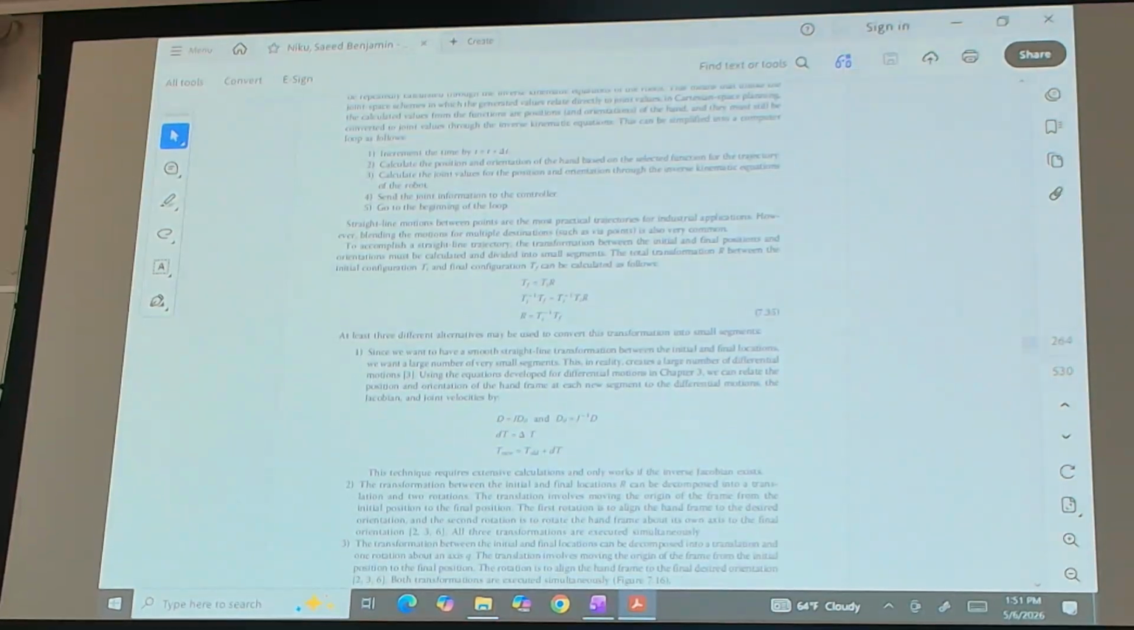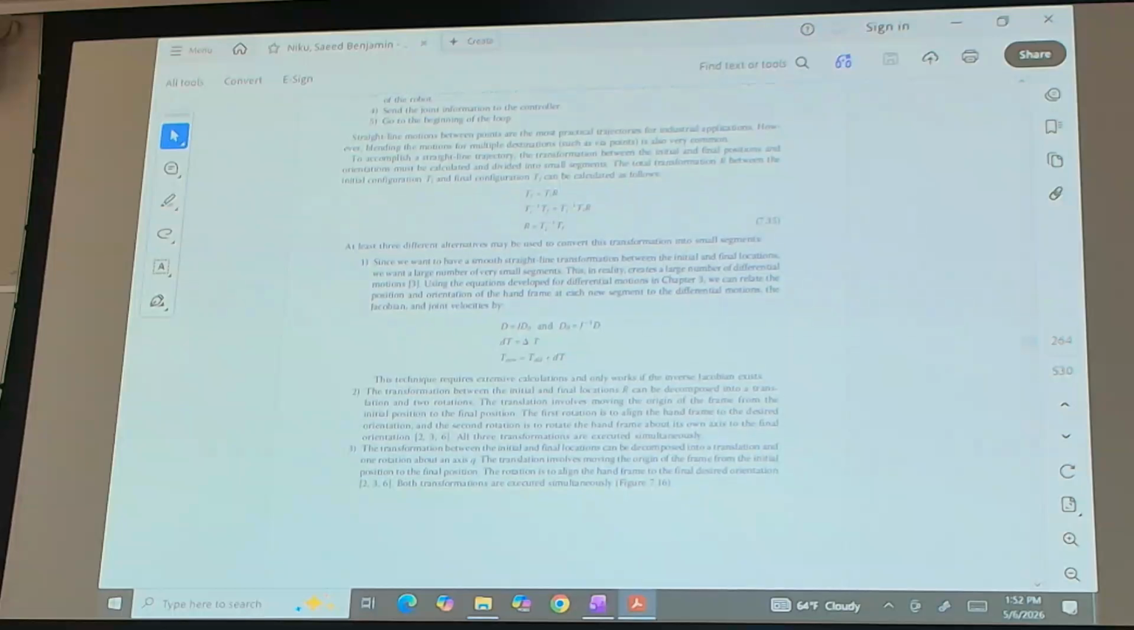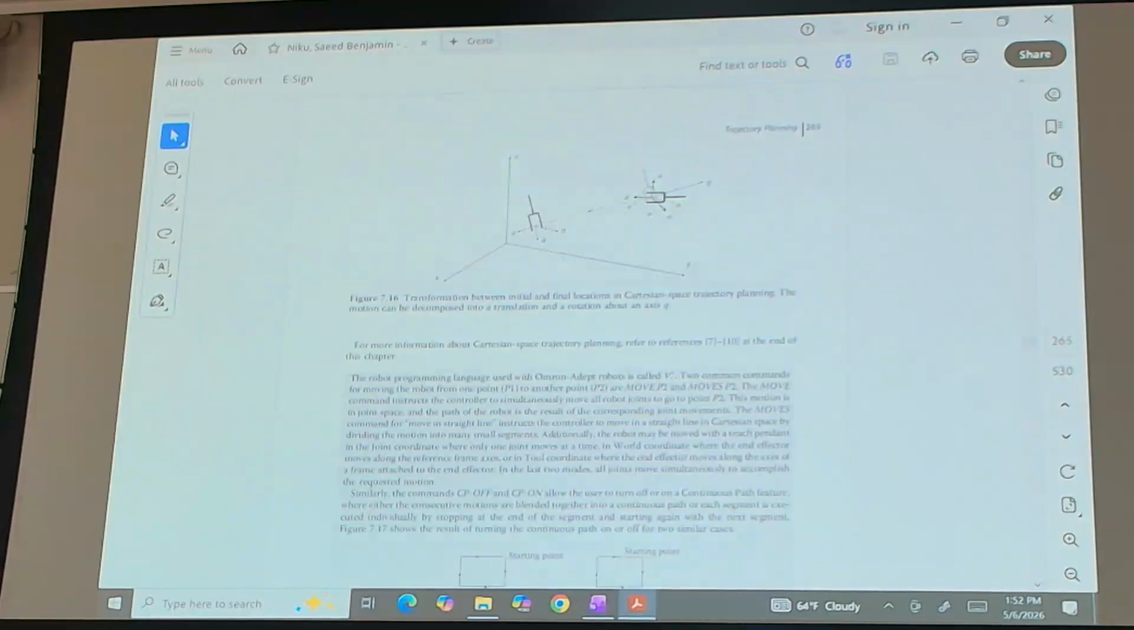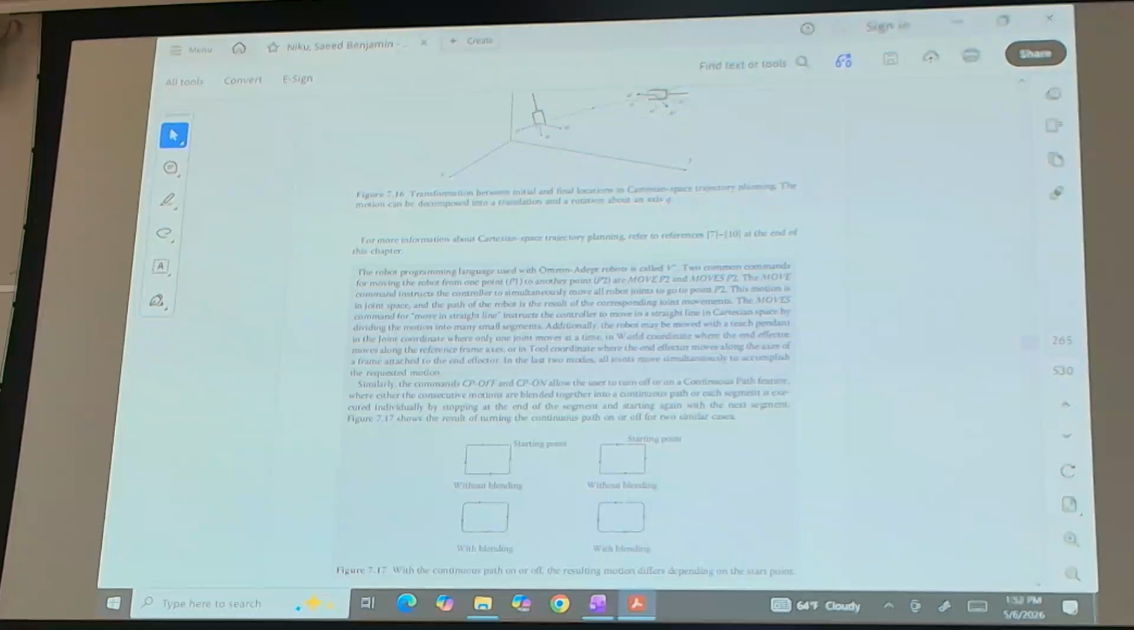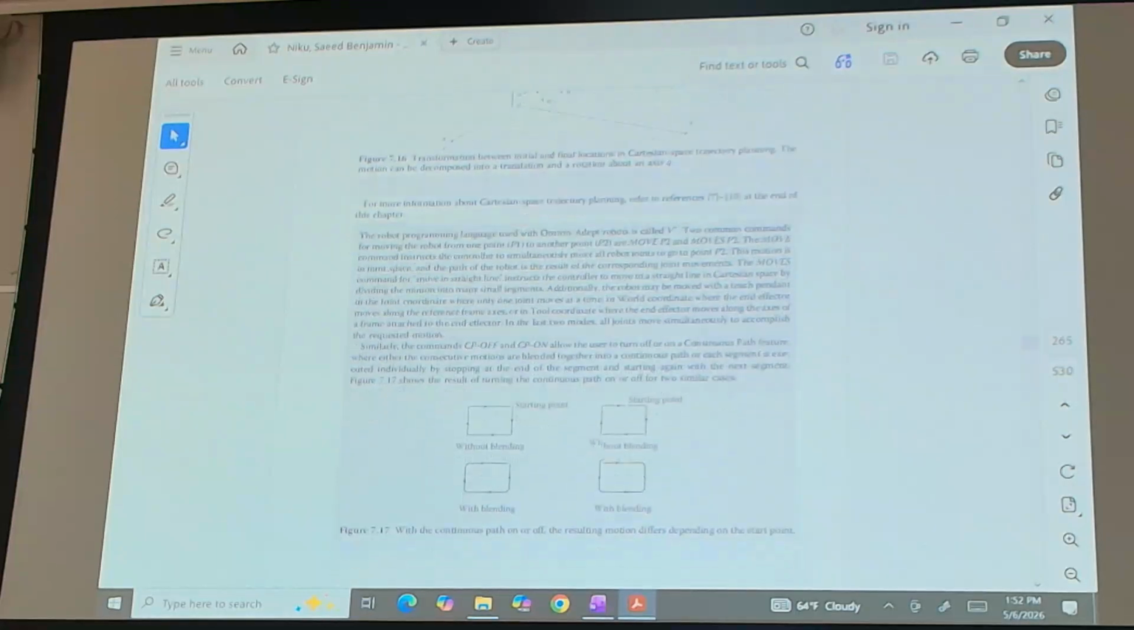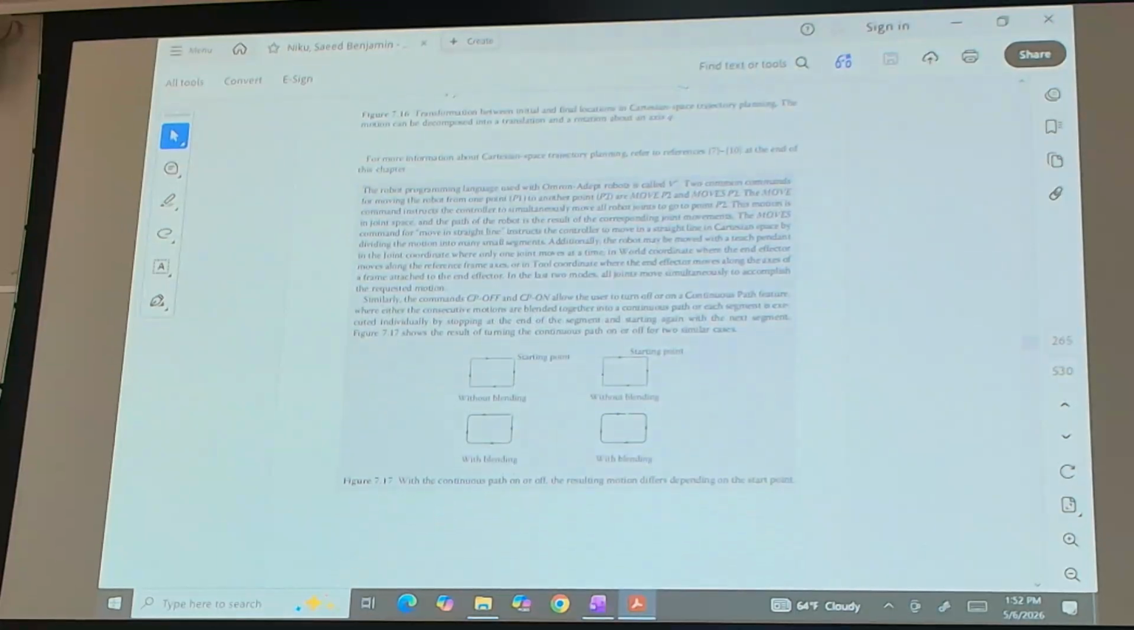Like, well, what do you know? It's the Jacobian. It's the differential motion. That's what's defining the joint velocities from that end effector. So there's that. You can do a small sub-segment, but I'm not really doing that. This is a fun read, so definitely read chapter 7.